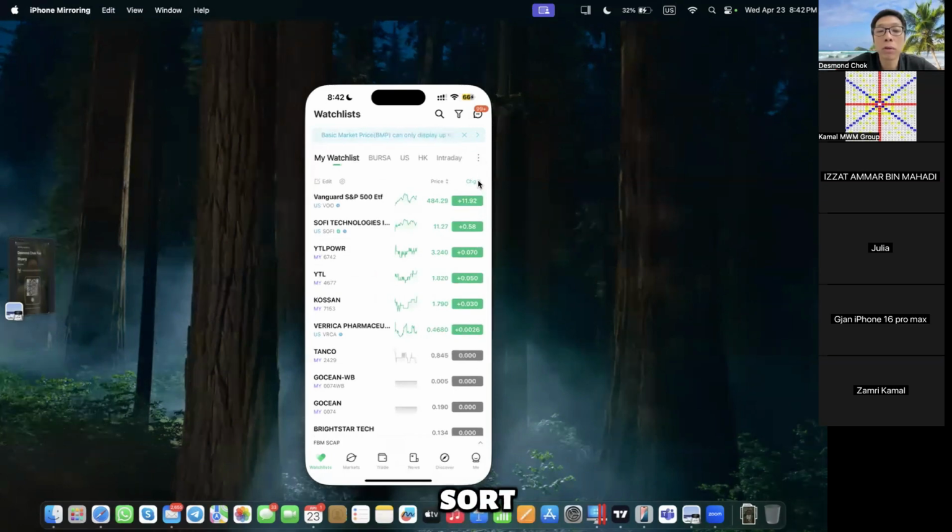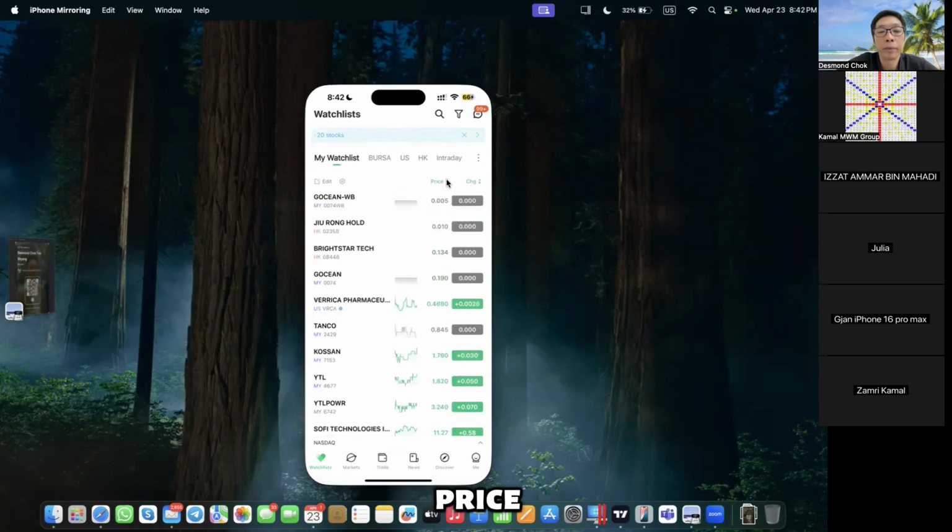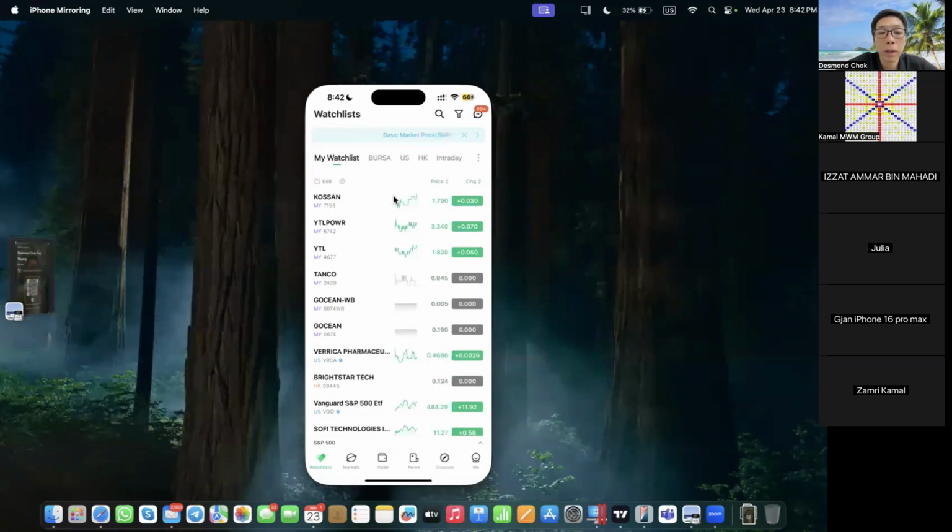Then some more of what you can see from here. This one, how to sort? You just click the change here, the order. Okay, the price also you can sort by price. Okay, this one is a tick chart for today's session, so whether it's up and green, something like that. So how to go to here?